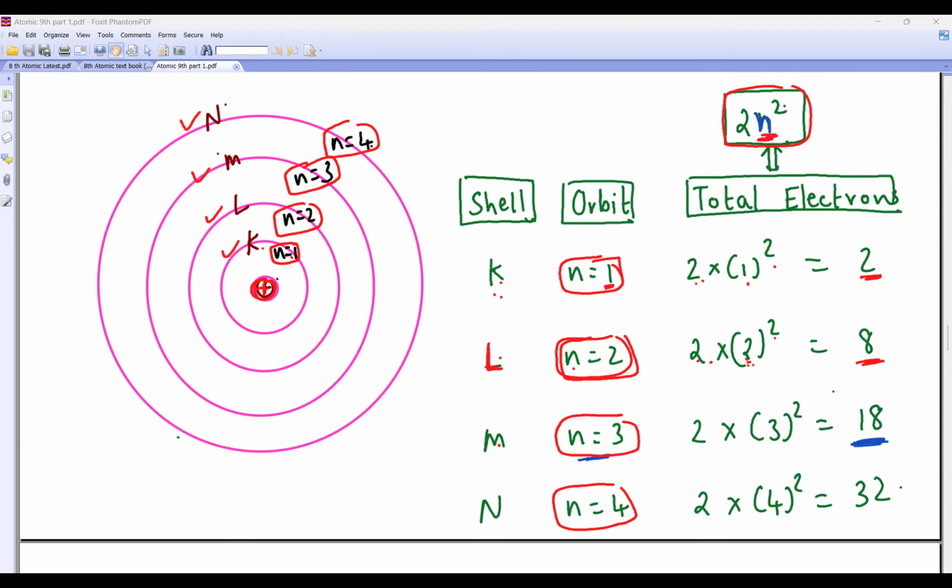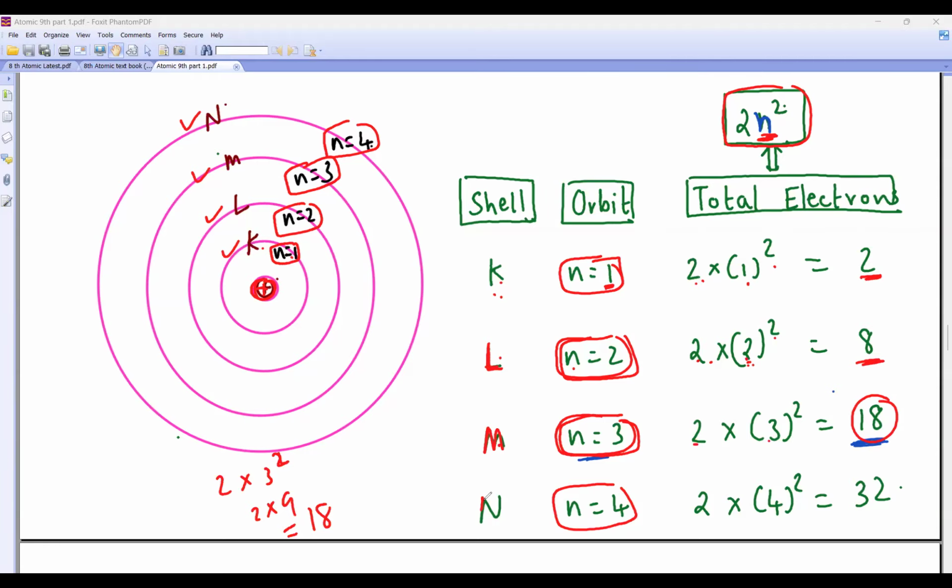Are you getting it? Very good. Okay, how many electrons can be accommodated in the third shell? 3. 2 into 3 square. So 2 into 9. That is how much? 18. Normally 18.